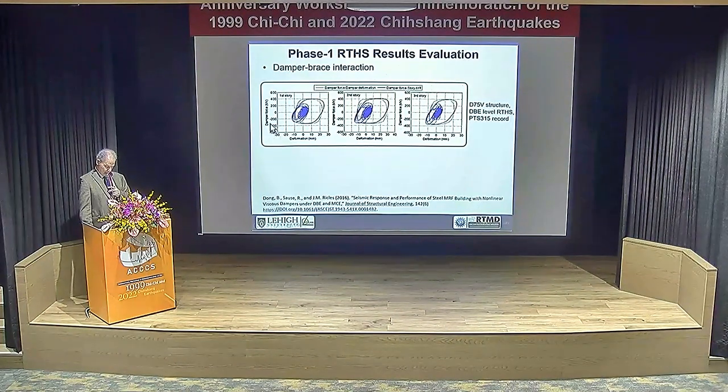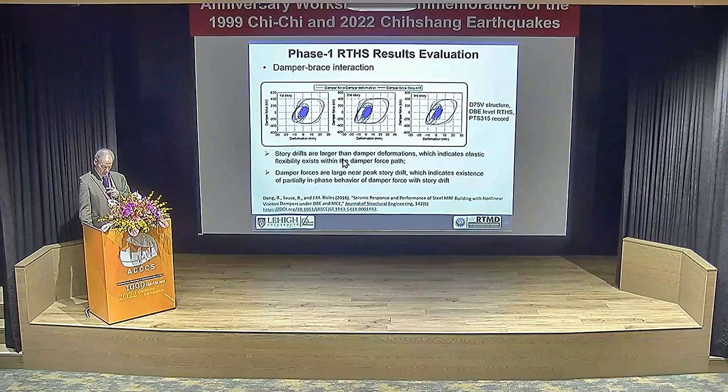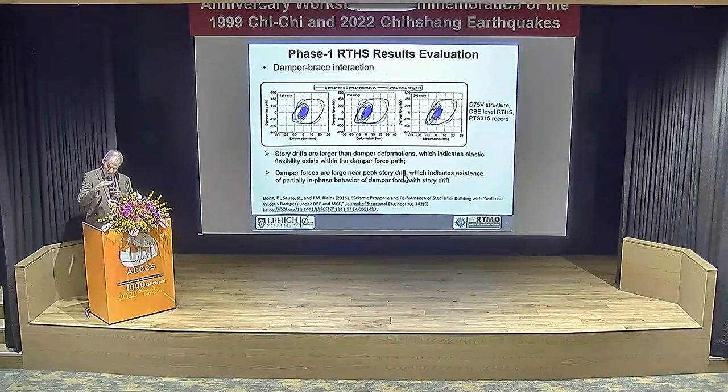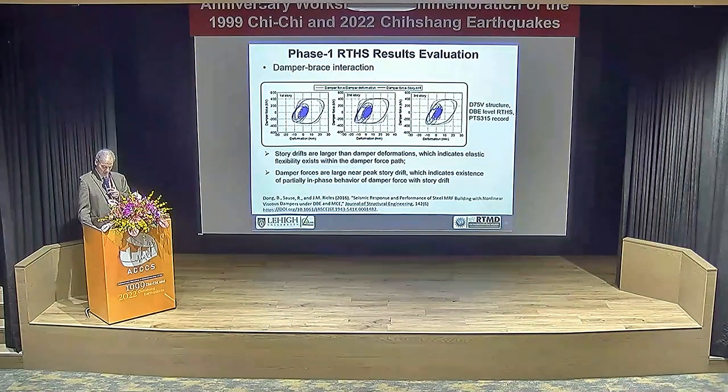This is now the damper force plot against deformation, but also the damper force plot against story drift, the red and the blue. And you notice that when the curves reach their maximum drift, the damper deformations are such that the story drift's larger. This indicates there's elastic flexibility in the load path. This is very important because the damper force is basically near the peak or not going down to 0. The velocity is supposedly 90 degrees out of phase. They're actually almost at a maximum.